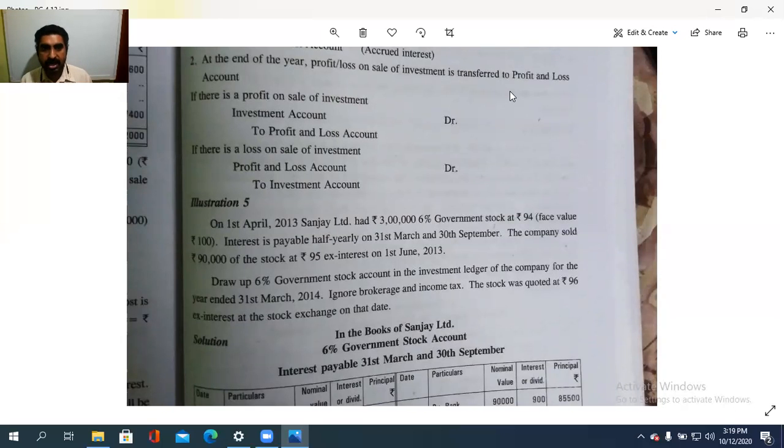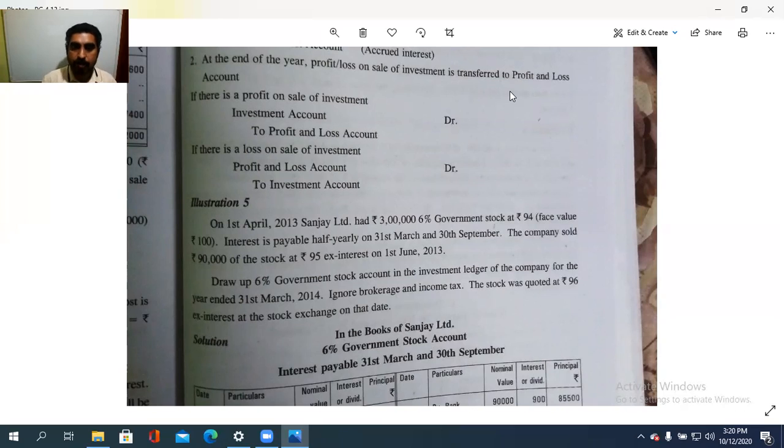On 1st April 2013, Sanjay Limited had 3 lakh 6% government stock at 94, face value rupees 100. Interest is payable half yearly on 31st March and 30th September. The company sold 90,000 of the stock at rupees 95 ex-interest on 1st June 2013. So 1st April, 1st May, two months, then on 1st June it is sold out.